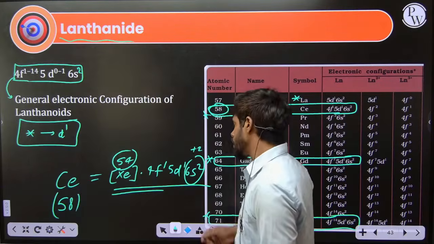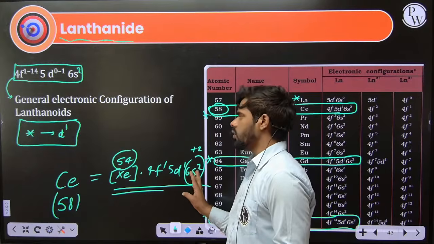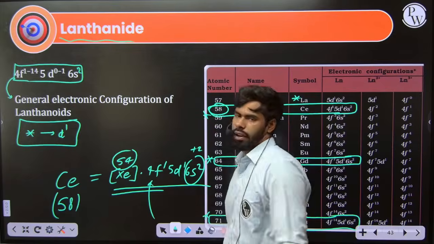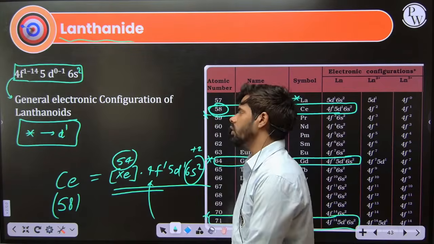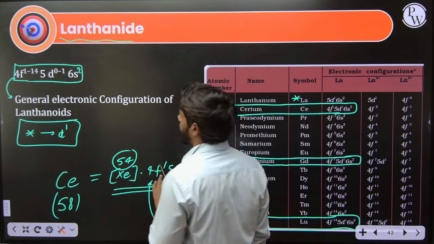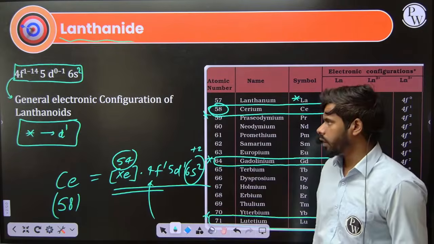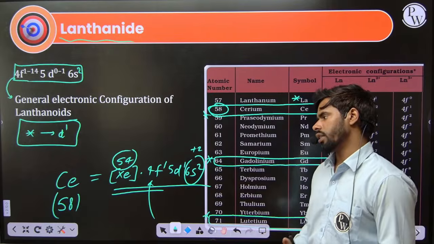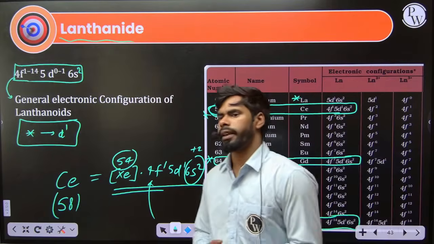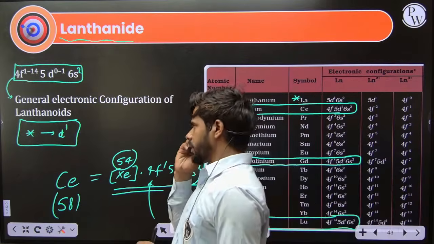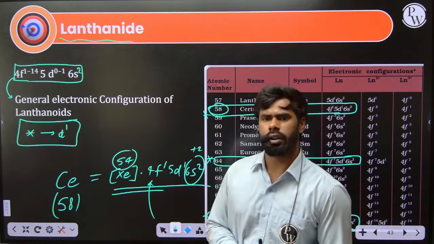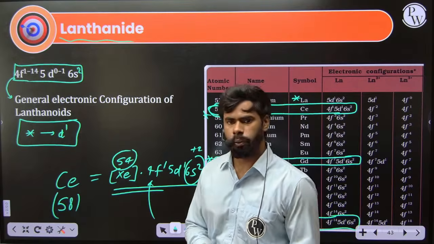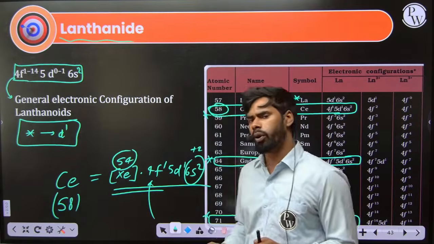Okay, after filling the d electrons, we can fill in the last electron in this f orbital, and this can be followed for lanthanides and actinides as well. And why do we see the variation of electronic configuration here? The orbitals have very similar energy, so electrons can be transferred from one orbital to another orbital to get more stability.